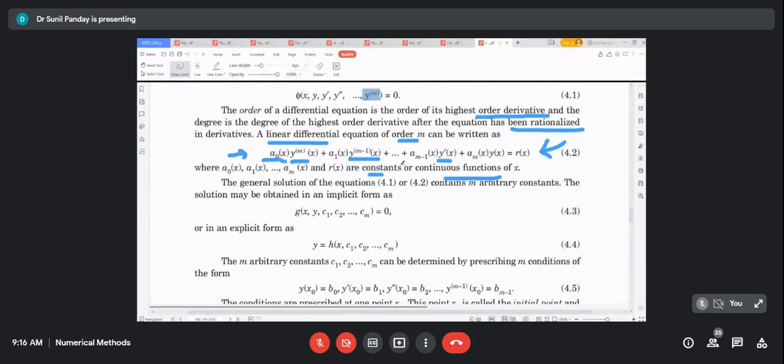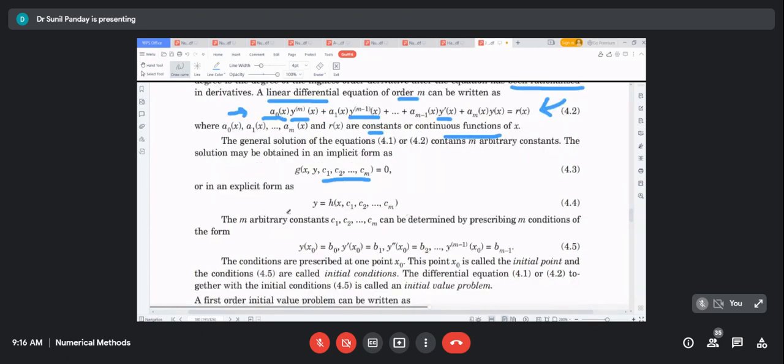So the general solution of an mth order differential equation, because the highest order derivative present here is m, has m arbitrary constants in its solution. So the general solution in implicit form can be written as g(x, y, c1, c2, up to cm) equals zero, or in explicit form we can write y equals h(x, c1, c2, up to cm).